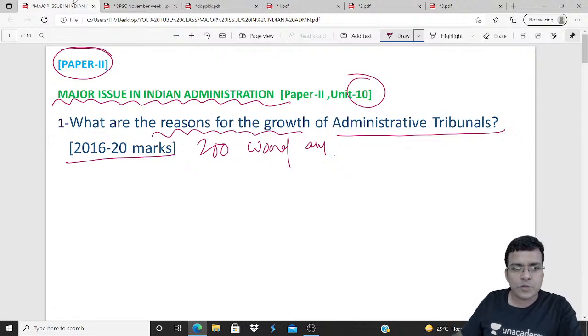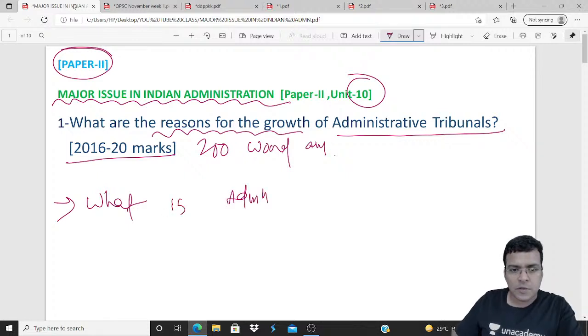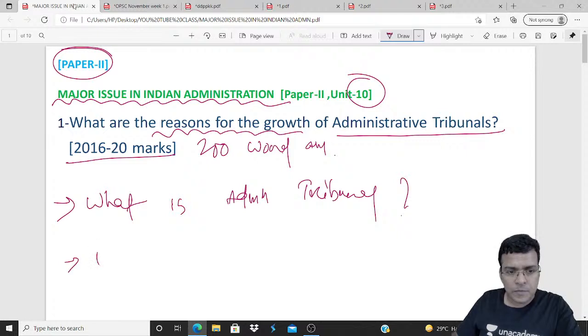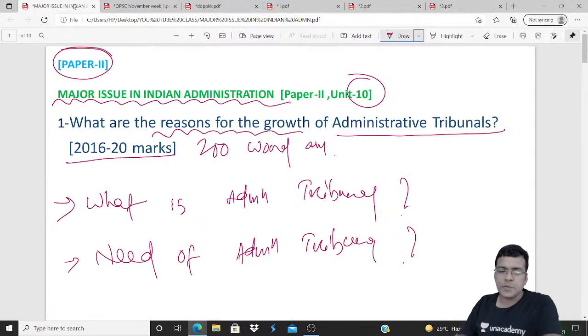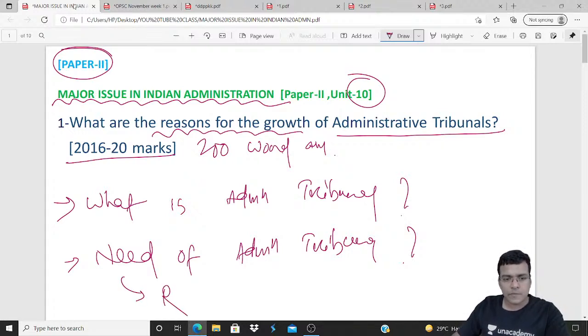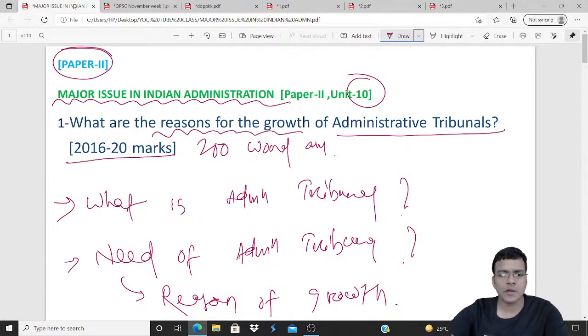The question is, what is the reason for growth of administrative tribunal? So there are two parts to this question. First is, what is an administrative tribunal? And the reason for growth is nothing but the need of administrative tribunal.